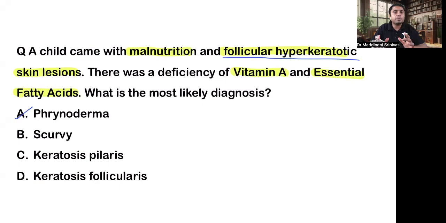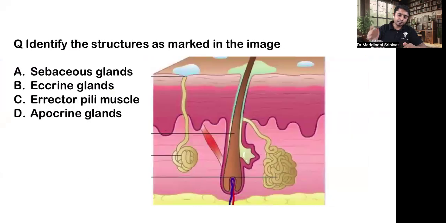And where are they going to be present? Over the elbows and over the knees. And there can be associated vitamin A deficiency and also essential fatty acid deficiency. Also, recently it was observed that vitamin B complex, C and vitamin E deficiency may also be associated with phrenoderma.